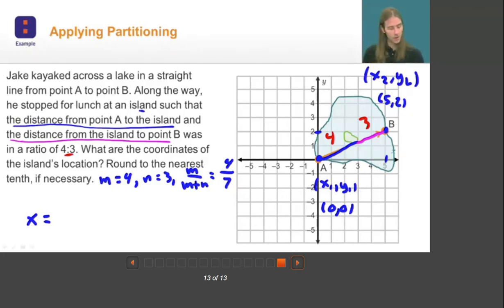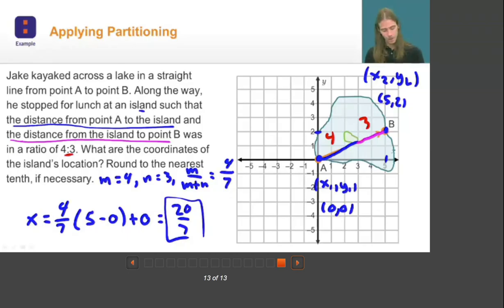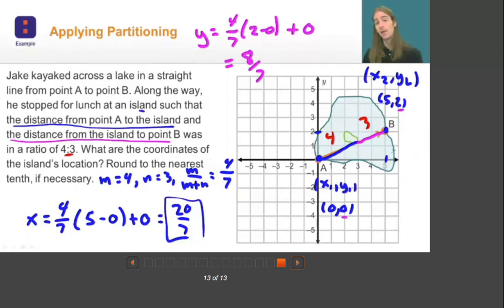Using these values in my section formula, the x coordinate of the island's location is 4/7 times x2 minus x1. That's 5 minus 0, plus x1, which is 0. And when you simplify that, you get 20/7. This is my x value. For y, I have, once again, 4/7, but now times y2 minus y1. That's 2 minus 0, plus y1, which gives me plus 0. And it all simplifies down to 8/7.